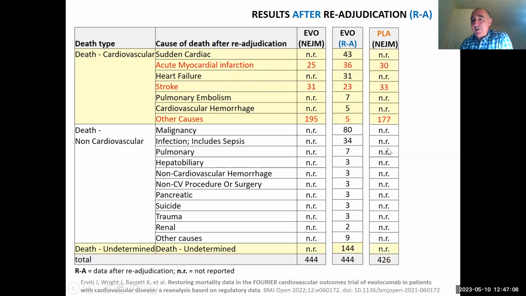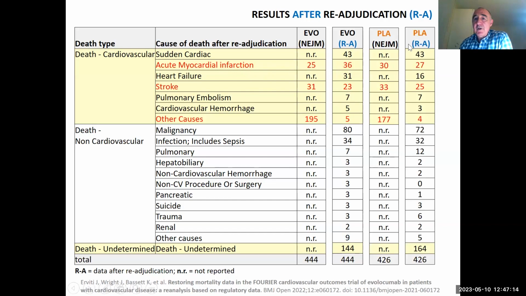When it comes to the placebo group, if we compare the New England publication with the clinical study report, we could see that in the clinical study report, there were 3 fewer cases of acute myocardial infarction, and there were 8 fewer cases of stroke.